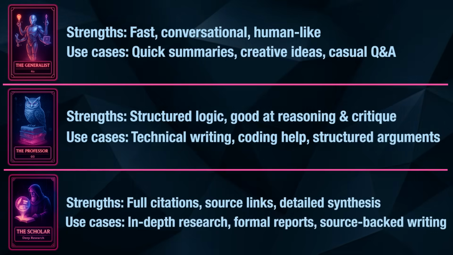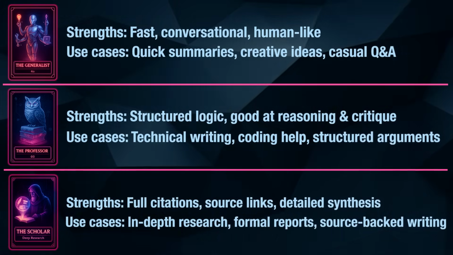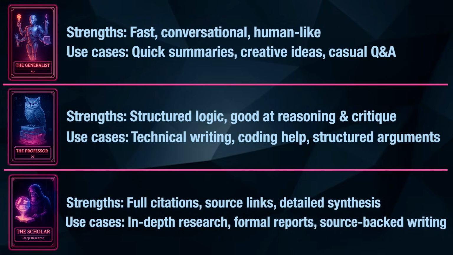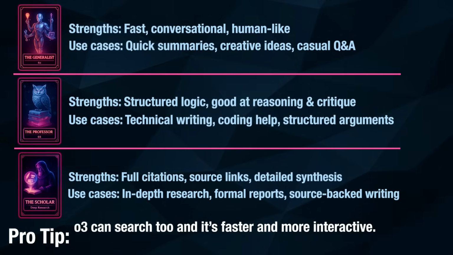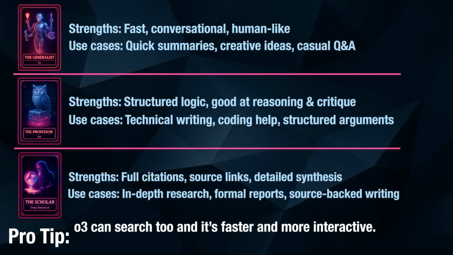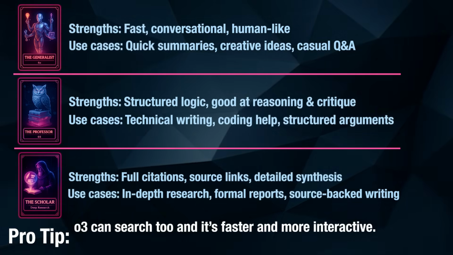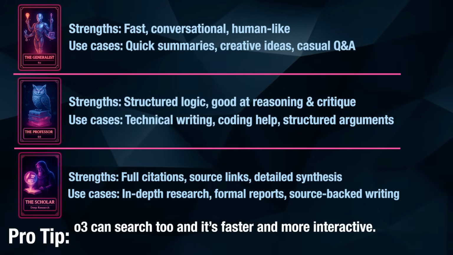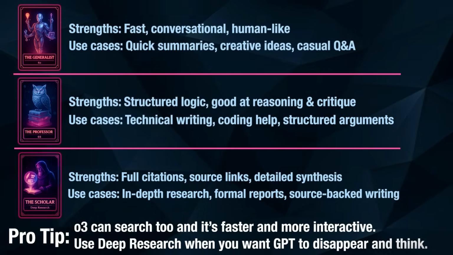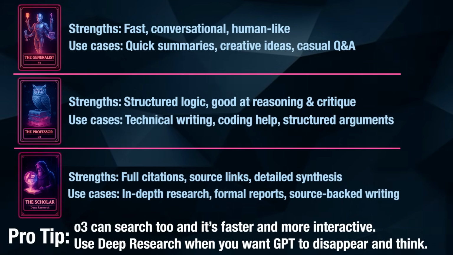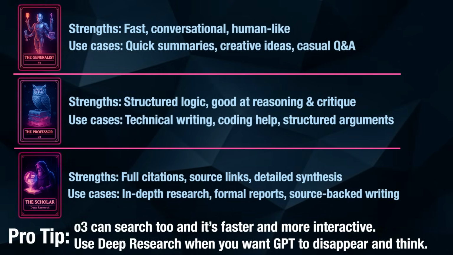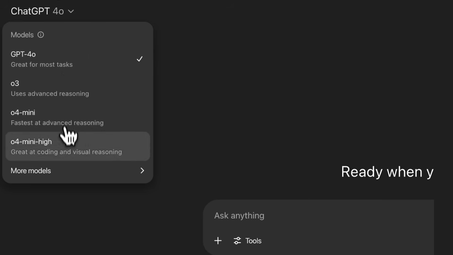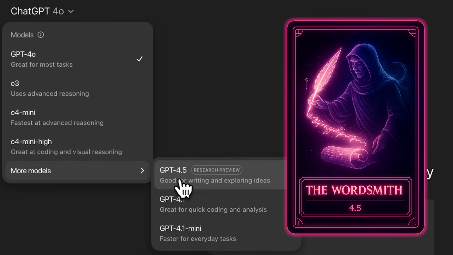Deep research, the scholar, went full academic. It pulled citations, sourced real links, and wrote like a formal report. And one key point, O3 can search the web too, especially if you ask it to. The difference is in how far it goes. O3 is often the better choice for reasoning because it's faster, it's easier to iterate with. Deep research is for when I want to really understand one thing. When I want ChatGPT to vanish for 10 minutes, dig through the internet, and bring me back the best thinking, data, and evidence available. Now let's talk about GPT 4.5, the Wordsmith.